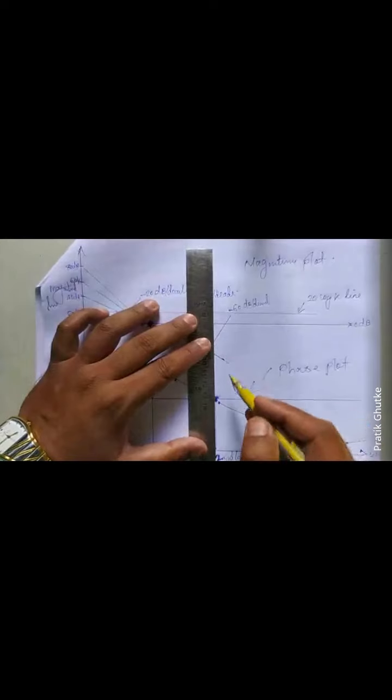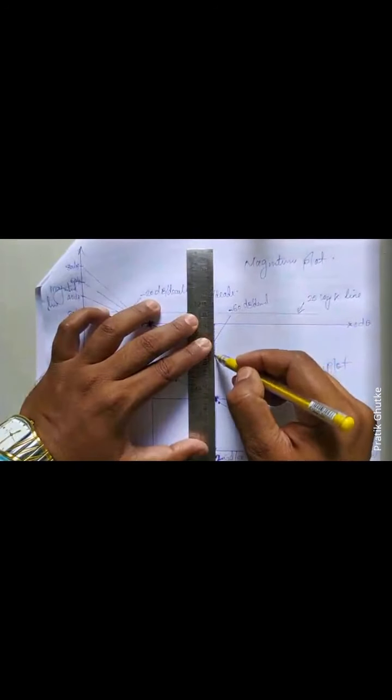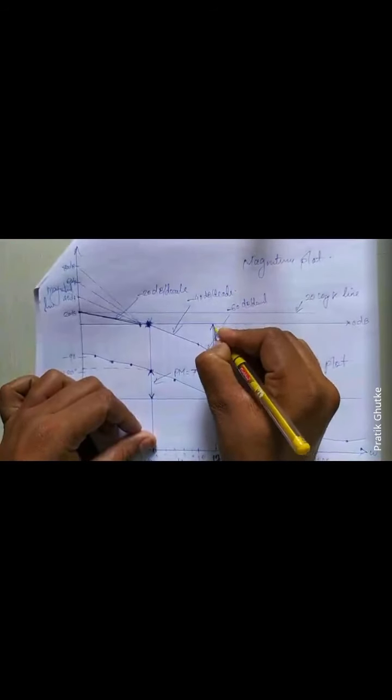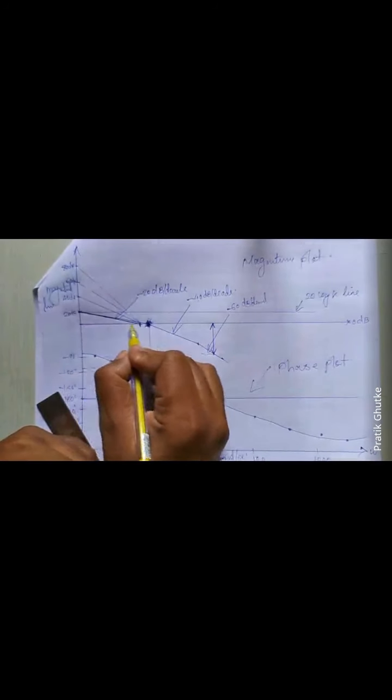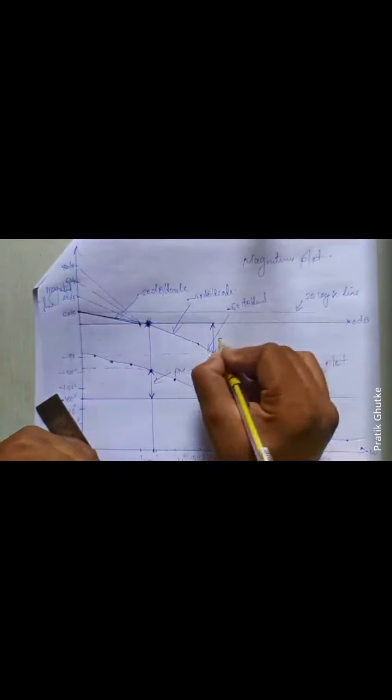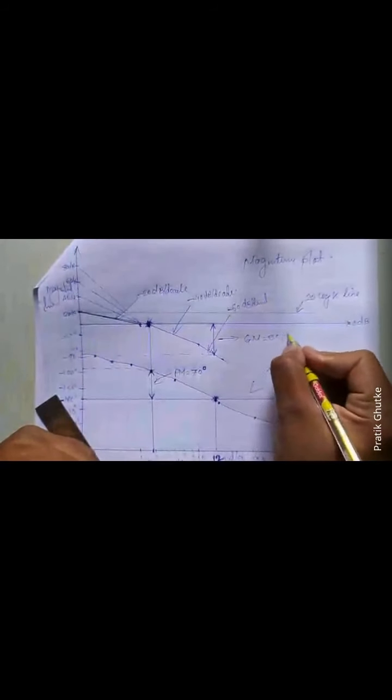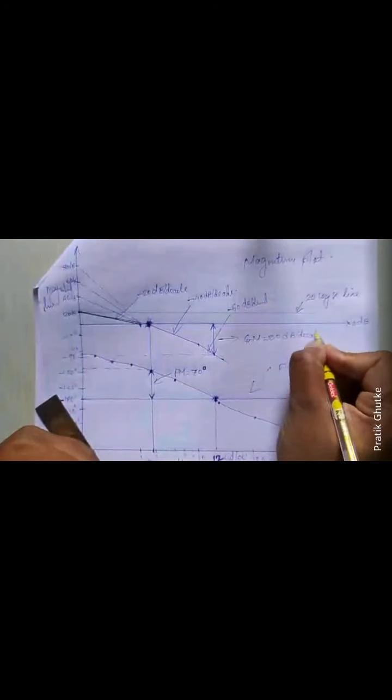So I will calculate now GM. So how to calculate GM? The distance between 0 dB line and the phase curve, this distance, it is known as your gain margin, GM, and it will be in dB, that is decibel. So calculate this. Here it will be minus 20 dB, then minus 40, and then 1. So GM is coming 50 dB per decade.